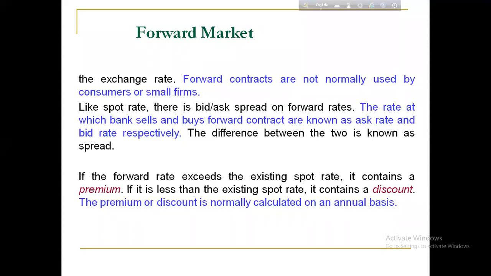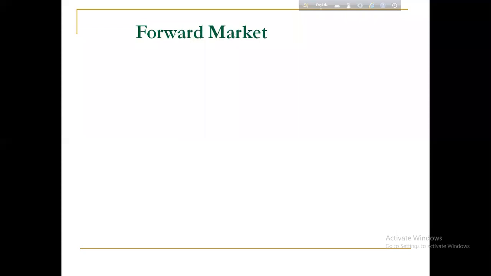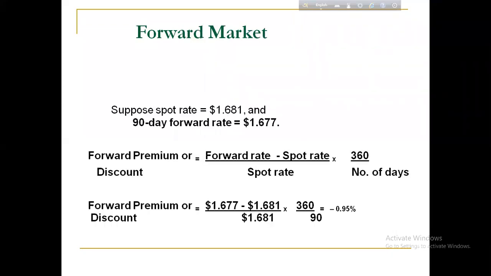If the forward rate exceeds the existing spot rate, then it contains a premium. If it is less than the existing spot rate, then it contains a discount. The premium or discount is normally calculated on an annual basis. Here is an example of how to calculate the forward premium or discount.